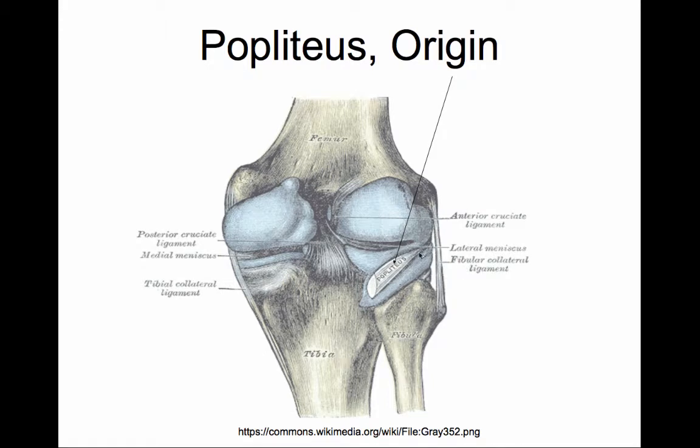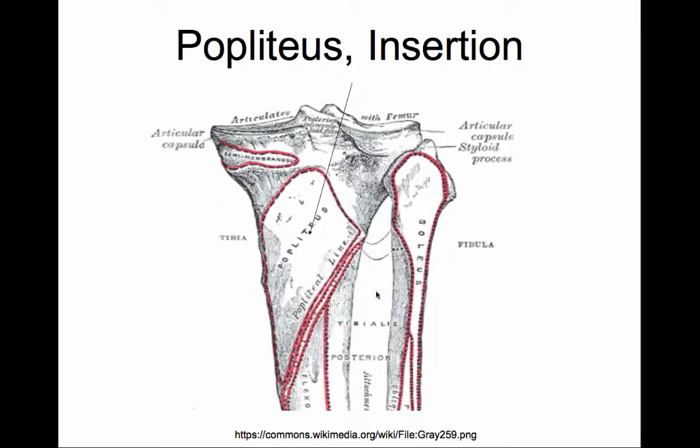Here you see the origin better, just here on the side of the femur condyle, here on the lateral side. And the insertion is here on the back of the upper part of the tibia. And here you see the Popliteus insertion.